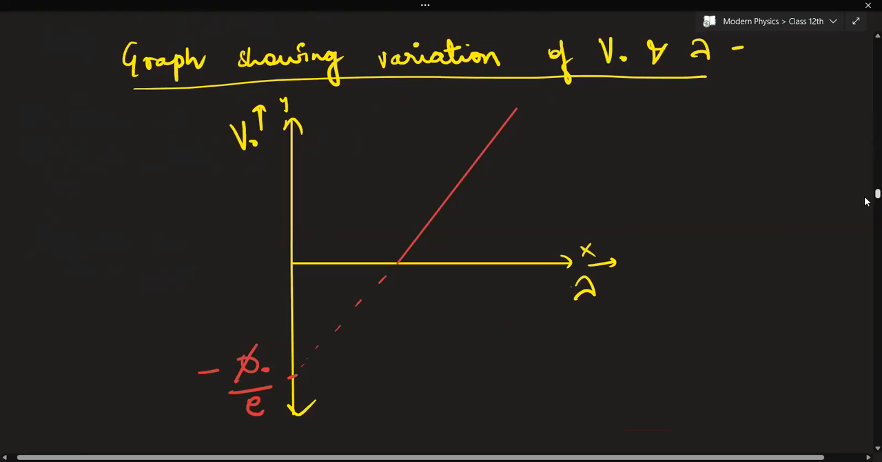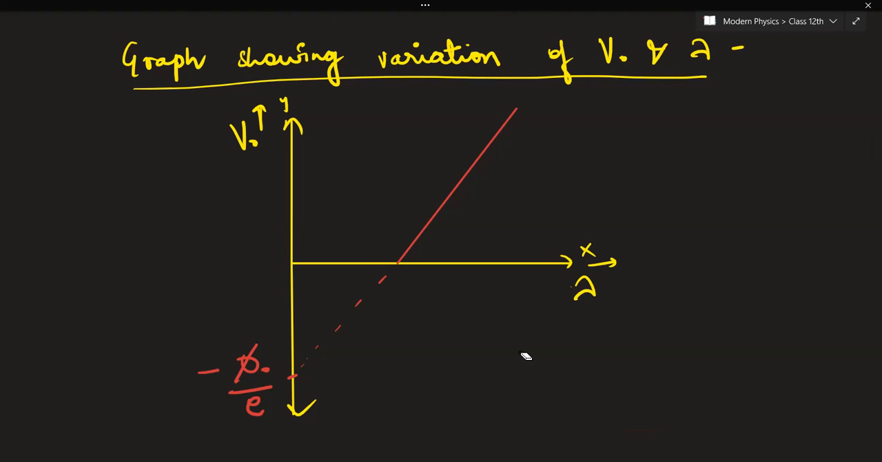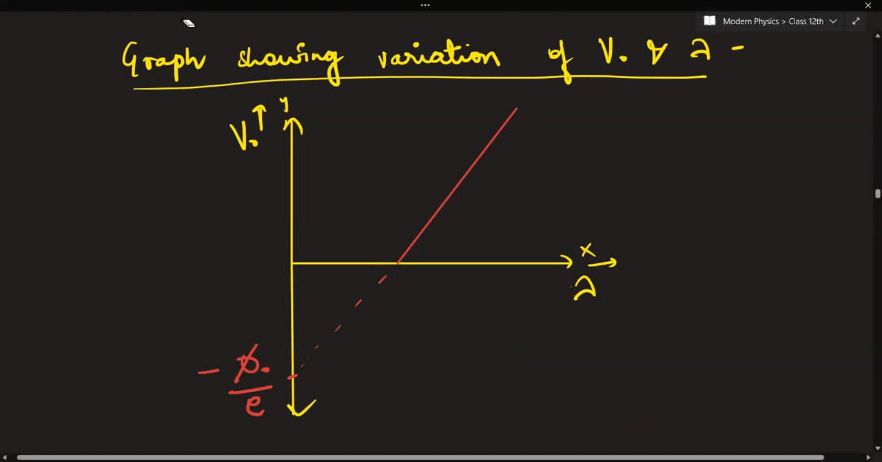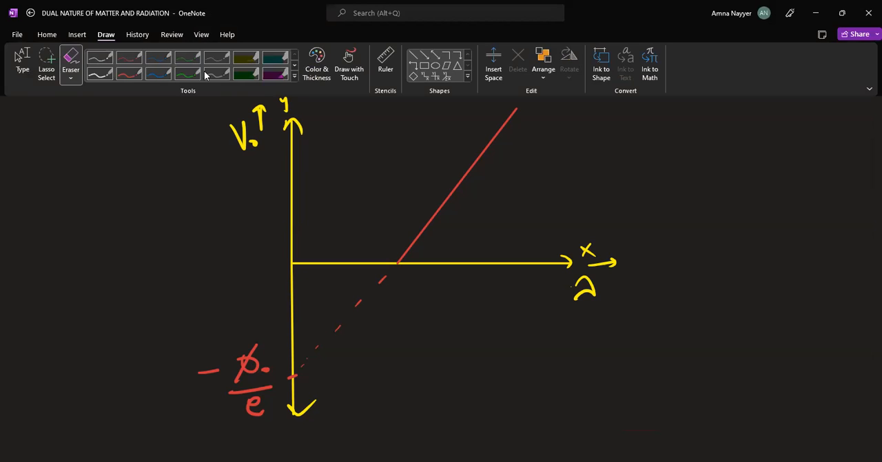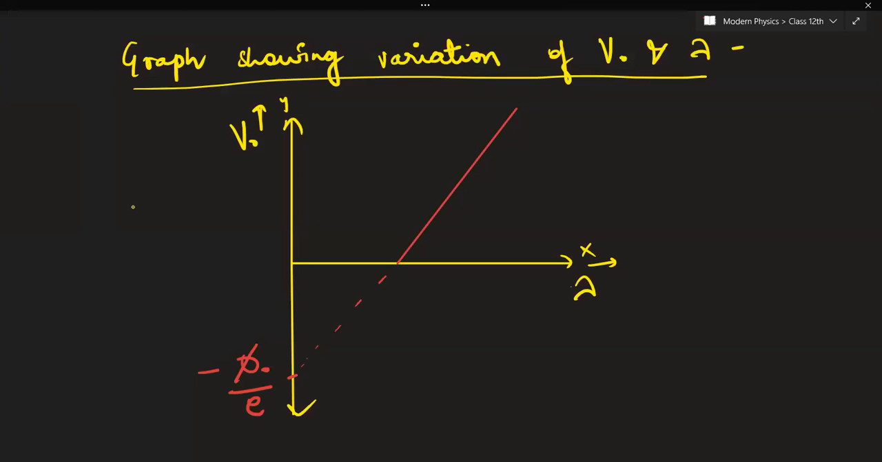No, this graph was also left. Yes, class. See, this equation which we have, eV naught, this is equal to the kinetic energy. The kinetic energy is equal to h nu, that is the frequency, minus the work function that is present.